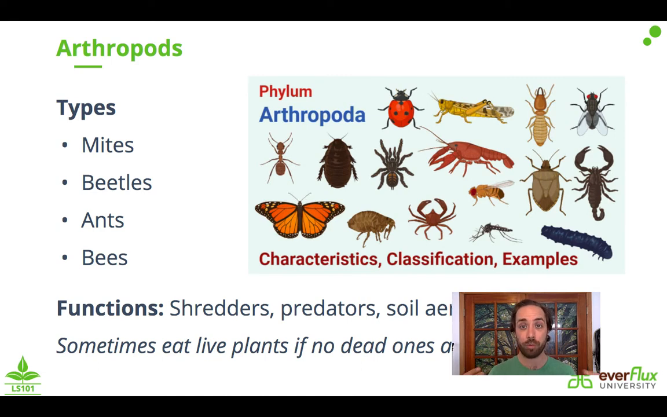So you don't have to do mechanical aeration and drill down to get air to your roots. The arthropods will do that for you. Now, there are some arthropods that will live off of living plant material, but oftentimes they prefer dead plant material, and it's only when there is no dead plant material available that they will go after living plants. So if you're having a problem with one of these eating your living plants, it probably means you actually need some more dead organic material in your soil for them to eat.